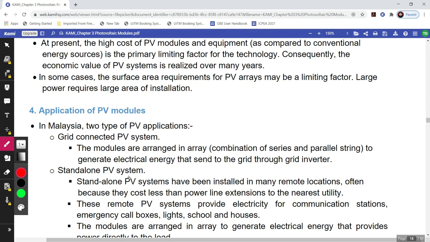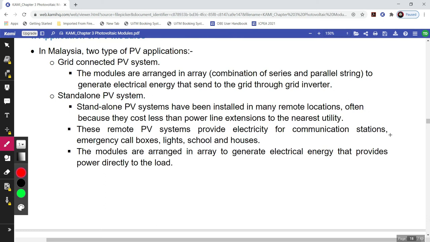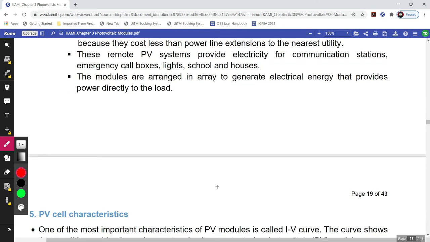Another one is the standalone PV system, or off-grid. Standalone PV systems have been installed in many remote locations, often because the cost is less than power line extension to the nearest utility. So these remote PV systems provide electricity for communication stations, emergency call boxes, lights, schools and houses. The modules are arranged in an array to generate electrical energy that provides power directly to the load.